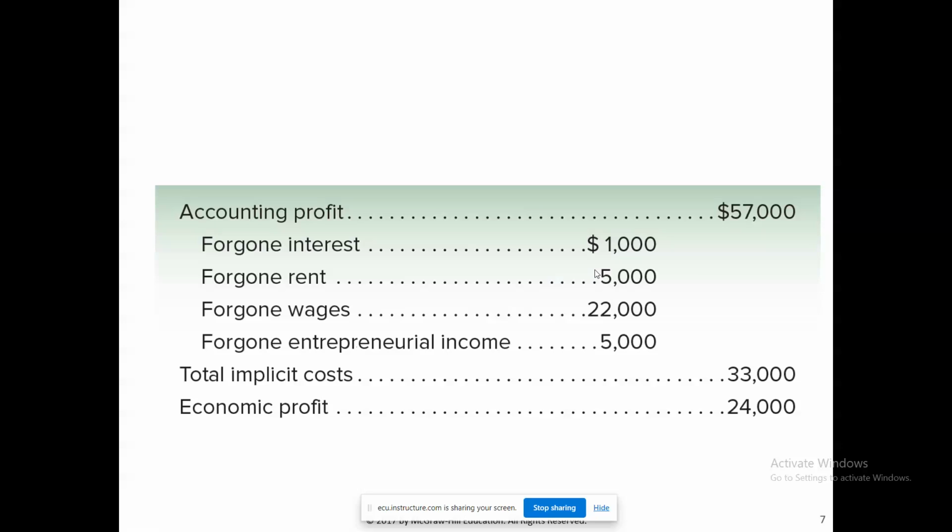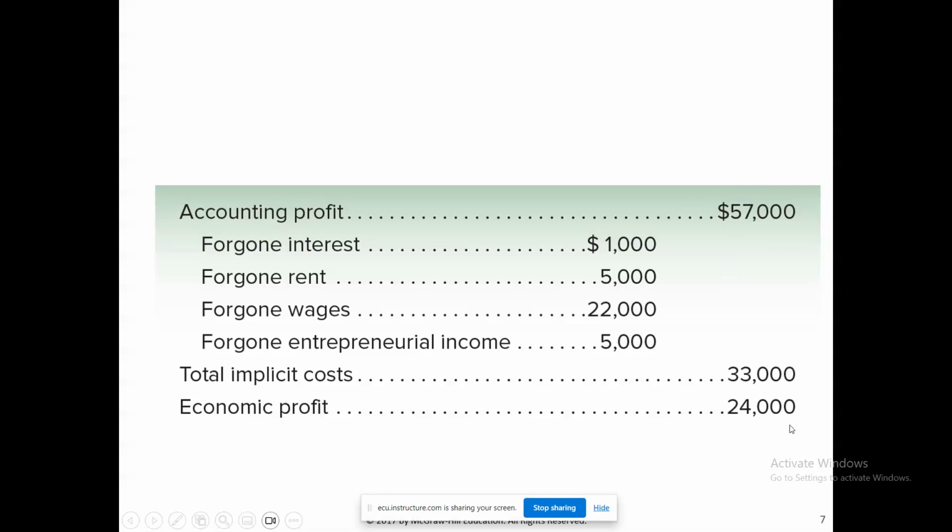If you did not work for your own business, you could find a job elsewhere and earn at least $22,000 of salary annually. And you could also devote your entrepreneur ability elsewhere and earn about $5,000. Those are opportunity costs of self-owned resources, which is $33,000 in total. After deducting this part, the leftover $24,000 is the economic profit, which is much smaller than the accounting profit, which is $57,000.